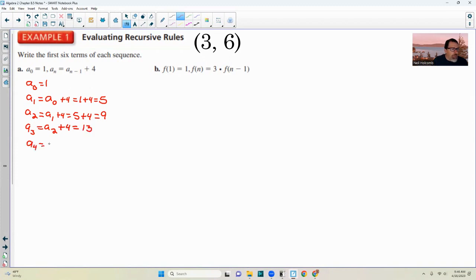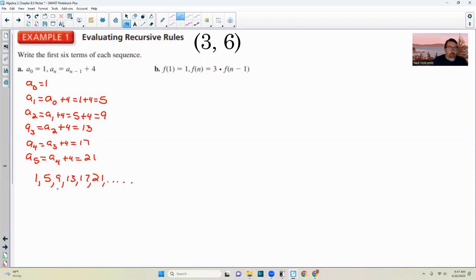A sub 4 equals a sub 3 plus 4, and a sub 3 was 13, so 13 plus 4 is 17. And finally, a sub 5 is the term before, plus 4, which is 17 plus 4, which is 21. So the first 6 terms are 1, 5, 9, 13, 17, 21. So it's 1, 5, 9, 13, 17, 21, and so on. So there are the first 6 terms of this sequence.